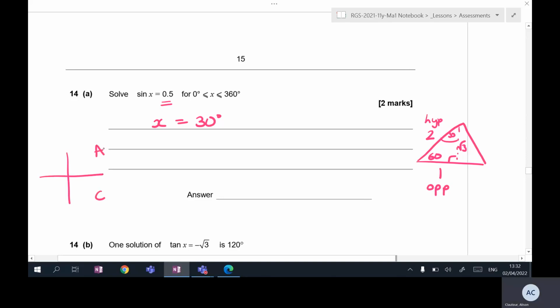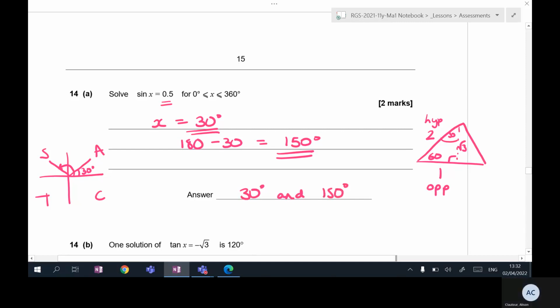If you use a CAST diagram, because sine x is a positive number, then sine is positive in the All quadrant and the S quadrant. So this is my 30 that I just worked out. To get this angle here, I want to do 180 take away 30, so 150. So two answers, 30 and 150.